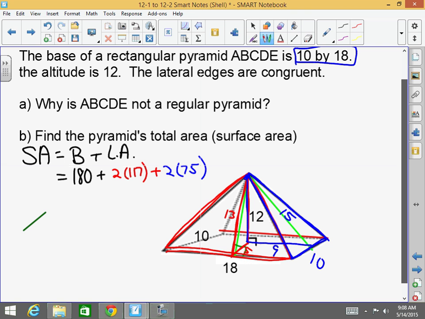So my total area here will be 180 plus 234 plus 150. So what is that? 384? No. You got 180 plus 150, which is 330. 330 plus 234 is 564 units squared.